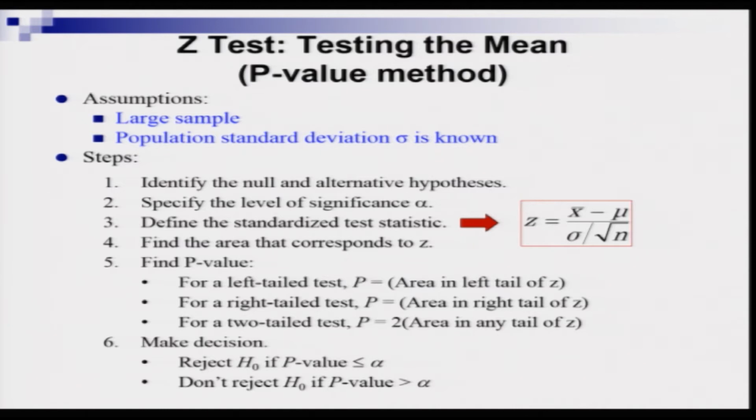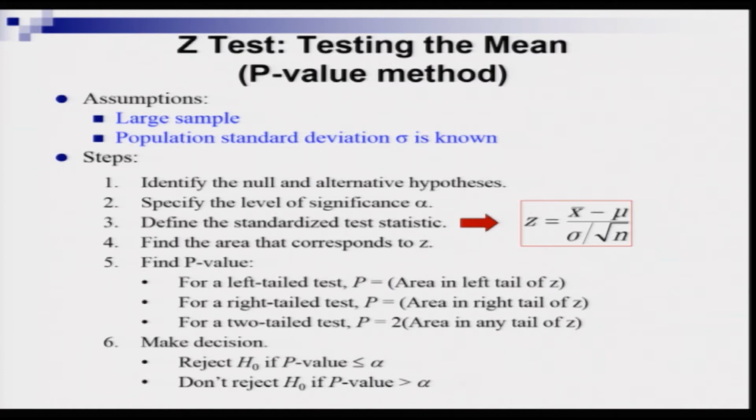So, here I am listing 5 or 6 steps that must be followed if you want to conduct a Z test, and note that here I am going to show you the steps for p value method. So, in the next slide I am going to show you the steps for the traditional method. So, of course, the first step is you have to frame the null and alternative hypothesis for the test that you want to conduct.